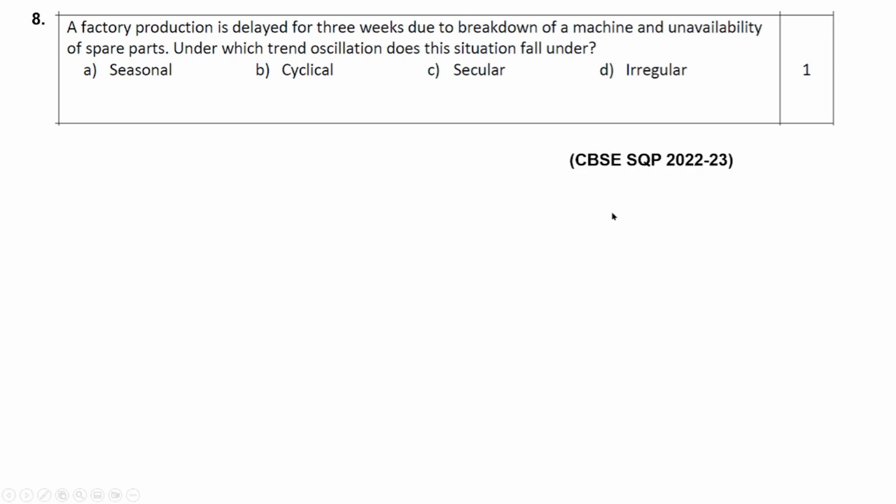Now we have the questions from this year's sample question paper. A factory production is delayed for 3 weeks due to breakdown of a machine and unavailability of spare parts. Under which trend oscillation does this situation fall under? So here we can see that the factory production is delayed because of a breakdown and unavailability of spare parts. Now this does not occur seasonally or cyclically, and it is not secular also. So it is an irregular trend.